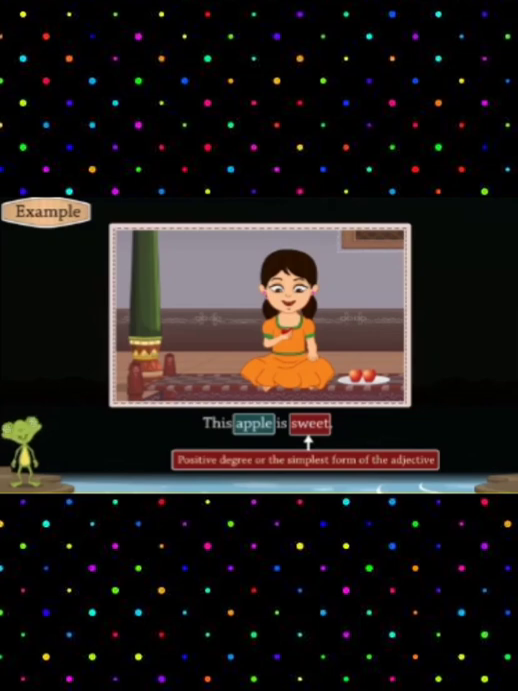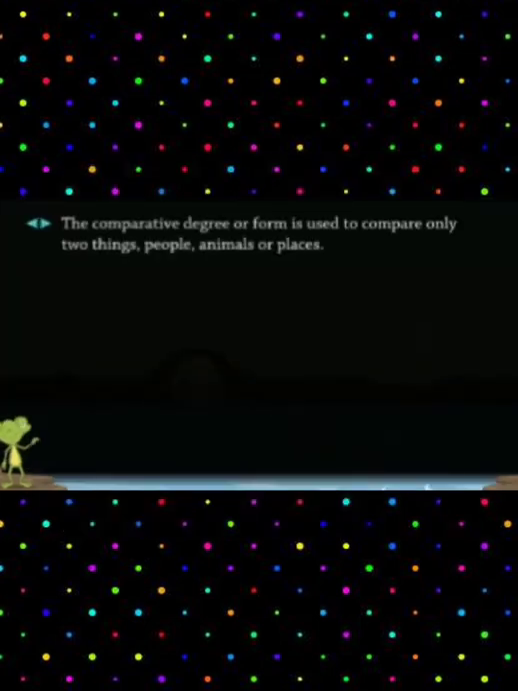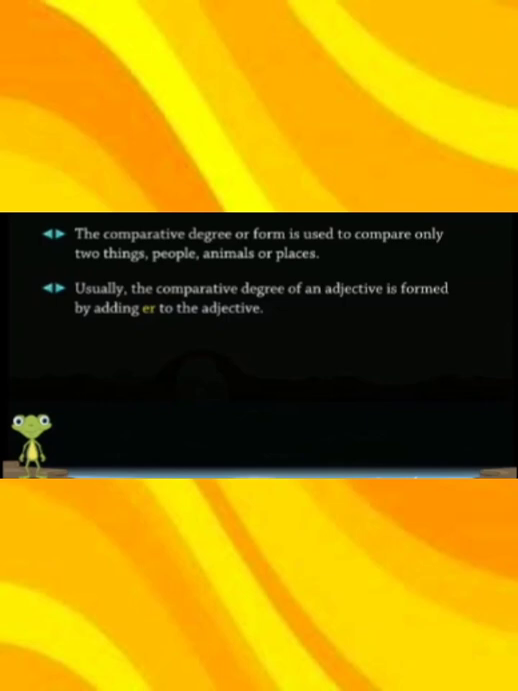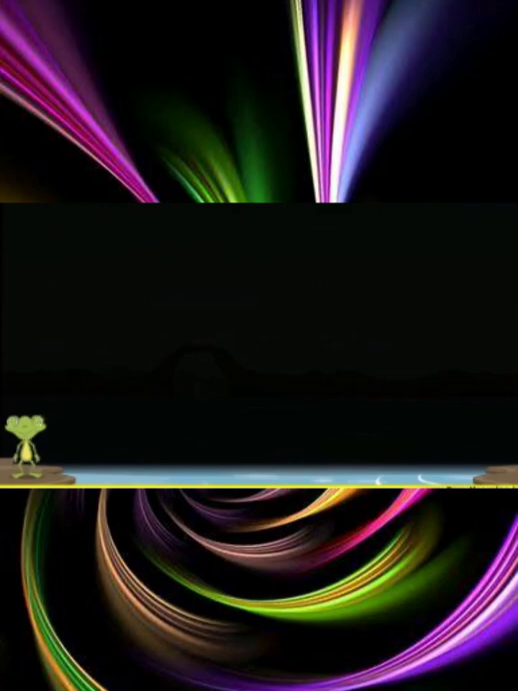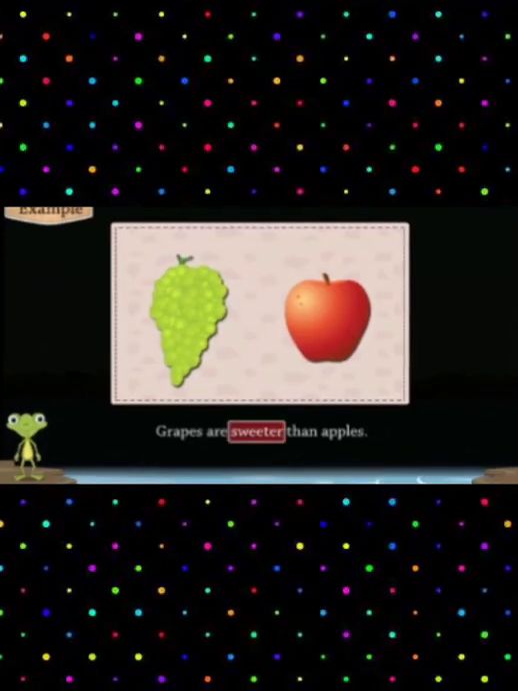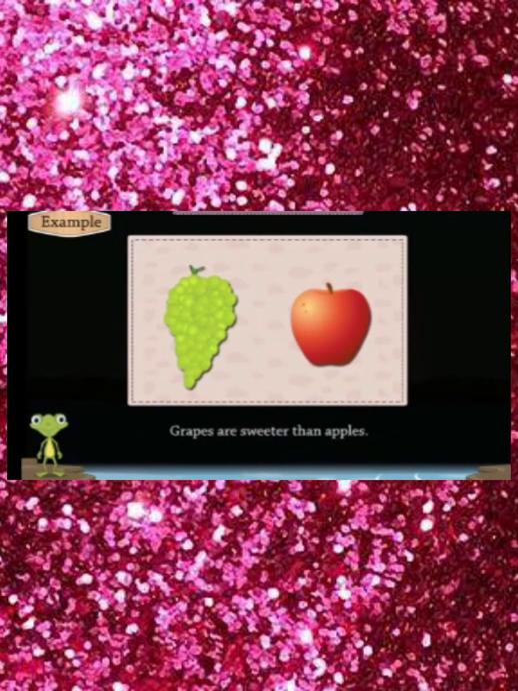Now let us learn about the comparative degree. The comparative degree or form is used to compare only two things, people, animals or places. Usually, the comparative degree of an adjective is formed by adding er to the adjective. My dear children, keep this in your mind: the comparative form is always followed by than. For example, grapes are sweeter than apples. Here the adjective sweeter is the comparative form of the adjective sweet. The word sweeter is formed by adding er to the adjective sweet. It is used to compare two fruits, and also we can observe that the word sweeter is followed by than.